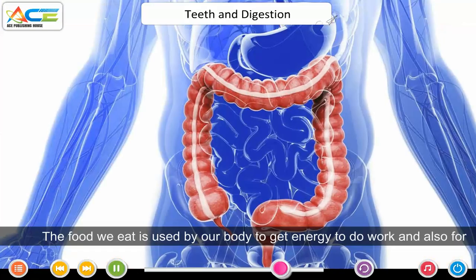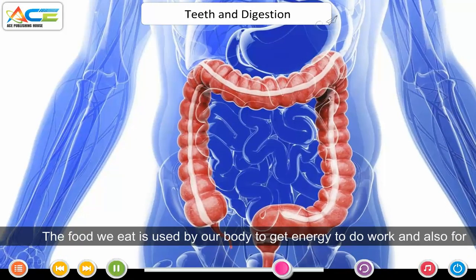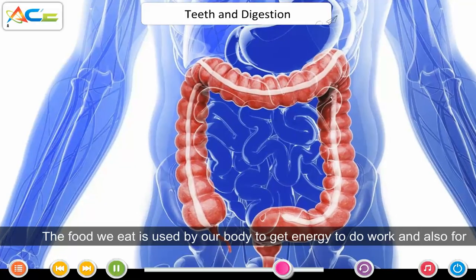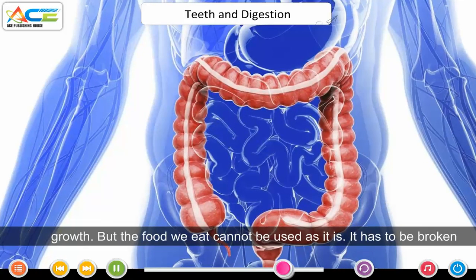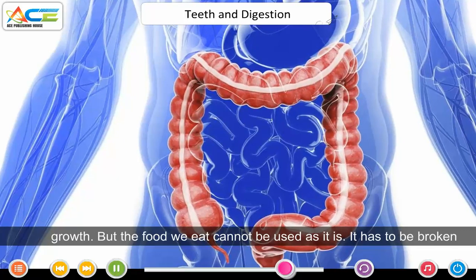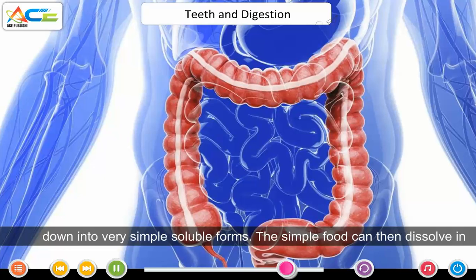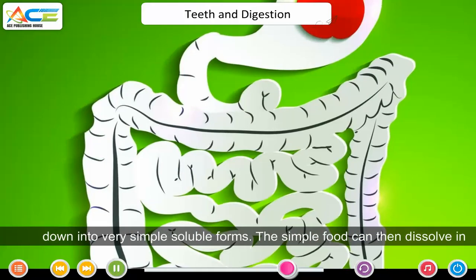Digestion of food. The food we eat is used by our body to get energy to do work and also for growth. But the food we eat cannot be used as it is. It has to be broken down into very simple soluble forms.